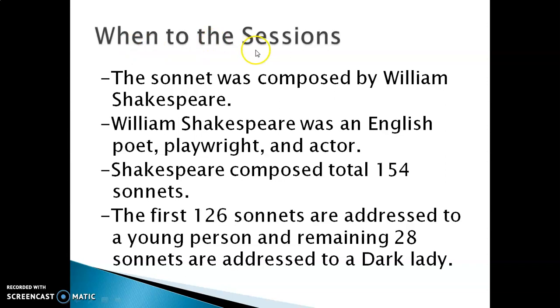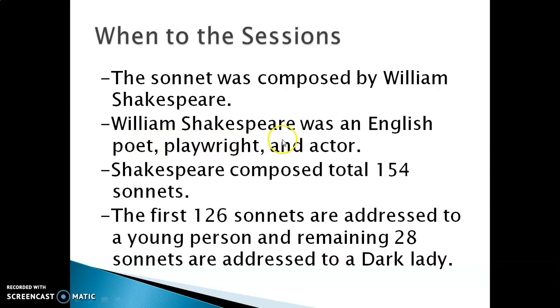"When to the sessions of sweet silent thought." The sonnet was composed by William Shakespeare. It is a sonnet, or we can say it is a short poem of 14 lines. So, if we find 14 lines in a short poem, it's called a sonnet.